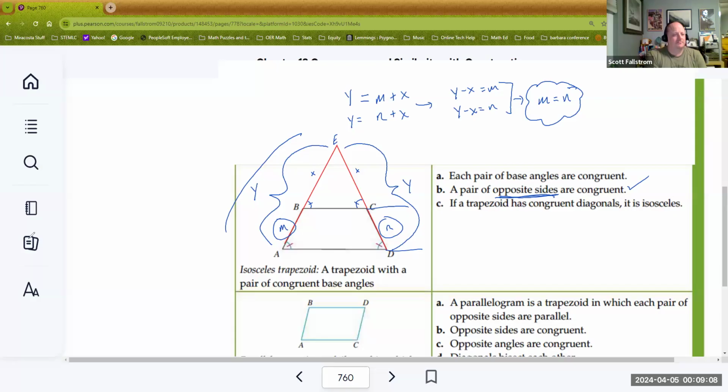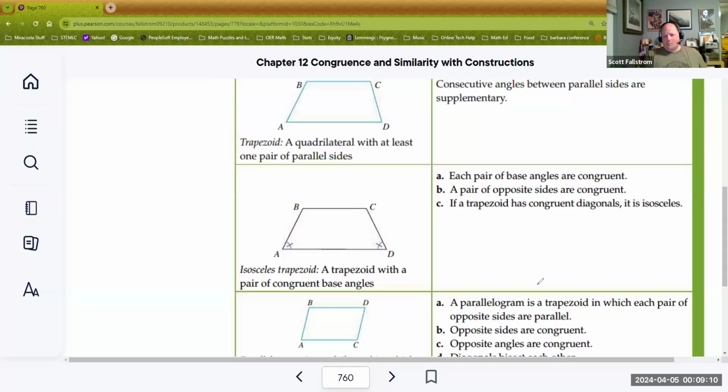All right. Last one, if it has congruent diagonals, it is isosceles. All right, so this one, the reason I put a little asterisk by it is it's a little bit different than most of the other ones, and here's why. Here's what we're gonna do. I'm gonna put white space over what they already have, so I don't have to redraw everything.